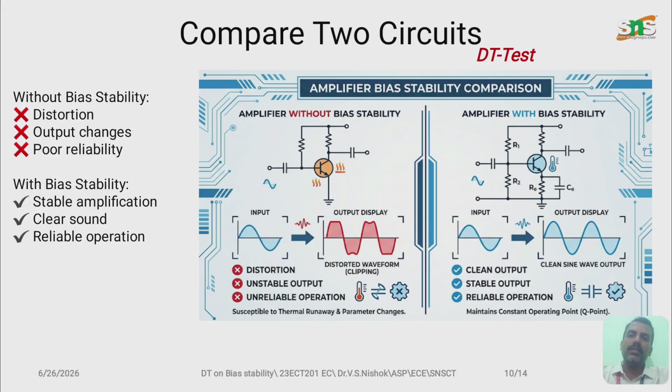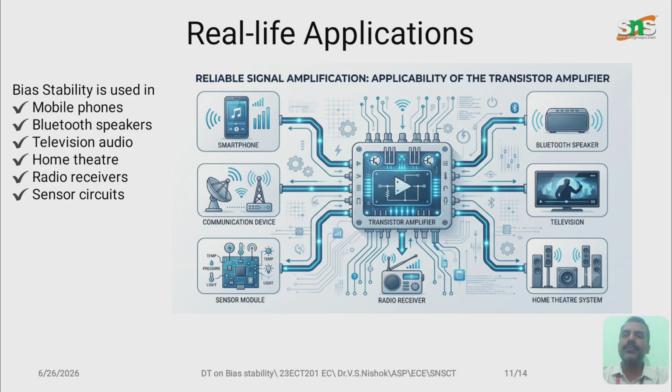The next stage of design thinking is the test stage. Here the engineers team compares the circuit without bias stability with the bias stability circuit. The circuit without bias stability suffers distortion, so the output changes and the circuit performs poorly. When coming to the bias stability circuit, because of the stable Q point, it improves the amplification and a clear sound is obtained, which is reliable operation.